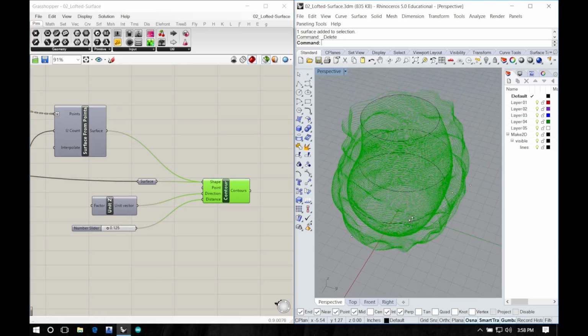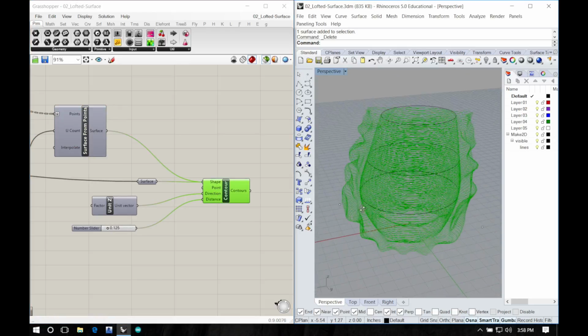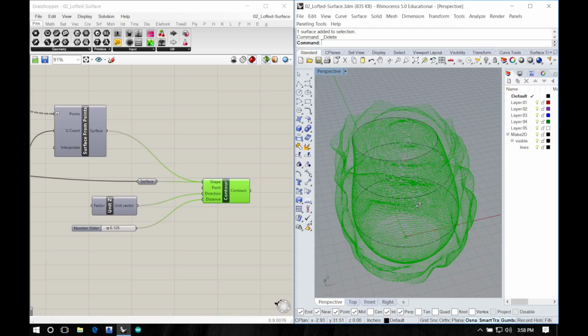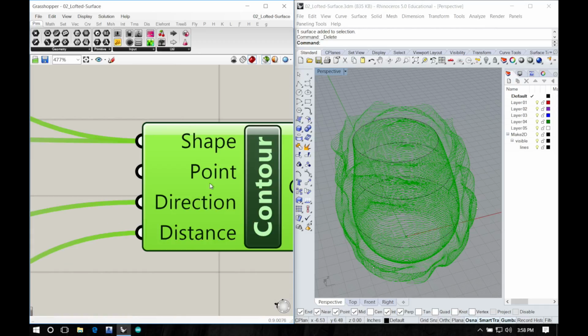And then we created a contour through that new surface and the surface we had originally lofted, so that we had our inside and our outside curves that we could then take to the laser cutter and cut.